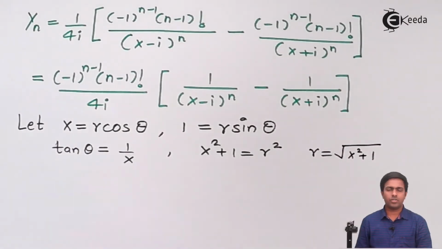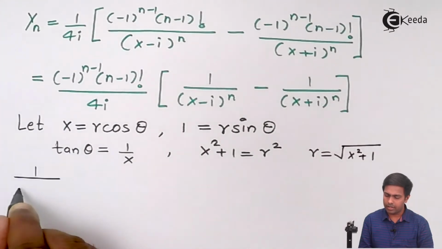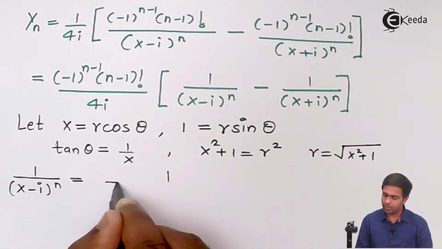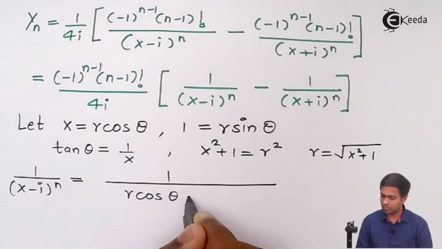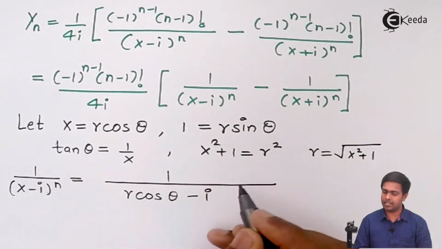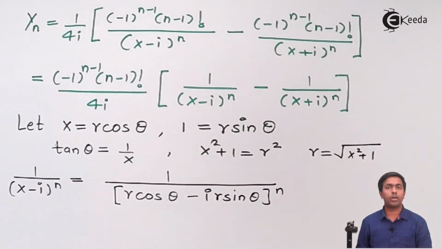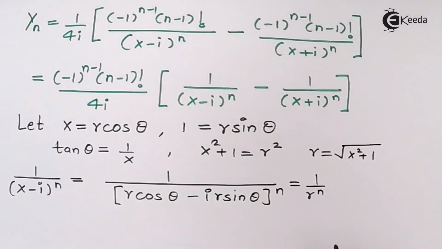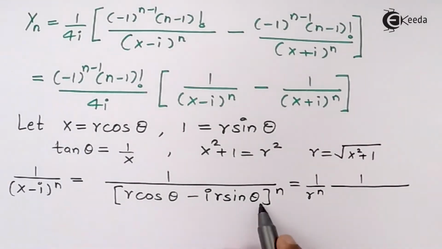So guys, these are the values. Now what I'll do is I'll try to find out this value. So it is 1 upon (x minus i) raised to n. So guys, here the value of x is r cos theta and value of 1 is r sin theta, whole raised to n. Now I can take r common, so we will get 1 upon r raised to n outside, and then we will get 1 upon (cos theta minus i sin theta) in the bracket whole raised to n.